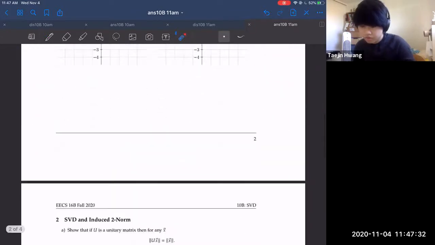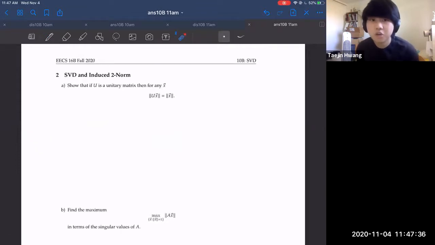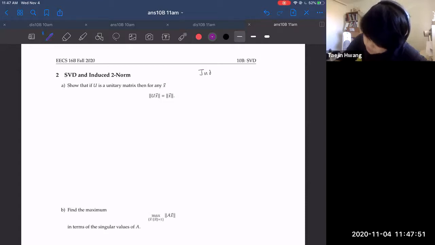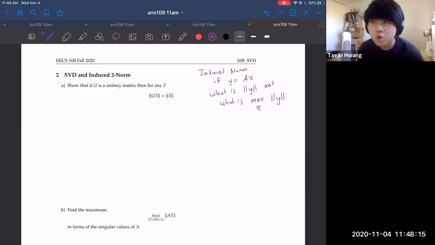Okay, so last part of the discussion. A lot of this is going to be more helpful for the homework, so I really wanted to get some time to go over this question as a whole. We're going to talk about the SVD and the induced norm. If y is equal to Ax, what is the norm of y, and what is the maximum over all x of the norm of y? That's what the induced norm is trying to do, and we're going to use the SVD to do this. Let me give everyone some time to work on this. Hopefully part A should be a very short one, but nevertheless, take some time to think about this.